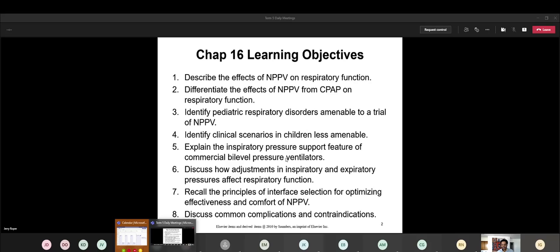Okay, and then chapter 16, it's all about non-invasive positive pressure ventilation. We've pretty much said this is like BiPAP, but BiPAP is actually a trademark name for one company. So that's why it's always just mentioned as NPPV.